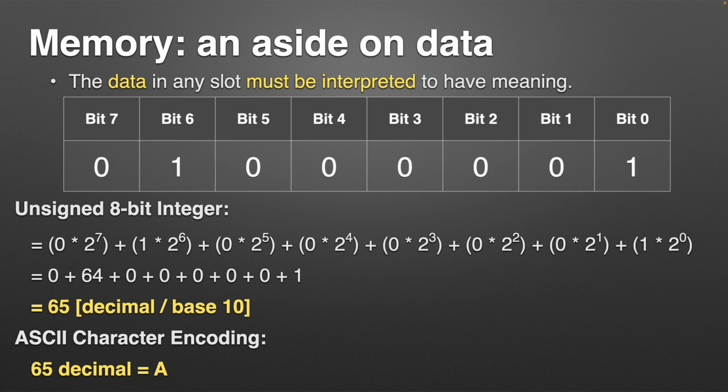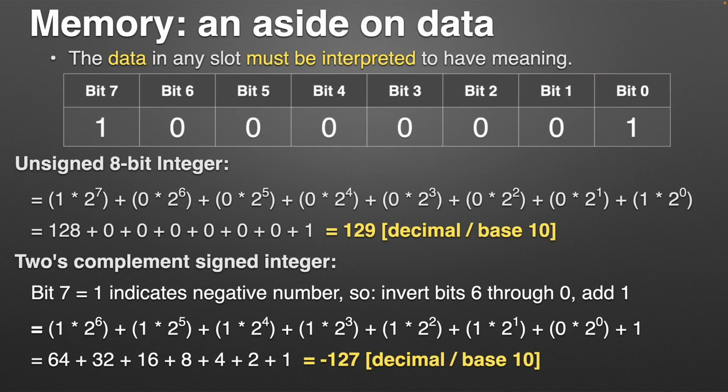65 also means the letter uppercase A for ASCII. So like the ASCII character encoding, which was one of the first things that we had to represent letters on the computer. But it only equals that if that's how we're evaluating it, right? So these bits will look the same in a program that is treating them as an unsigned integer and a program that's going to interpret that as an ASCII character.